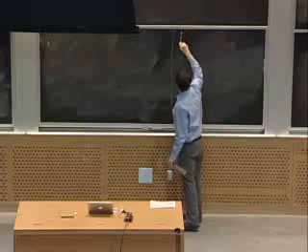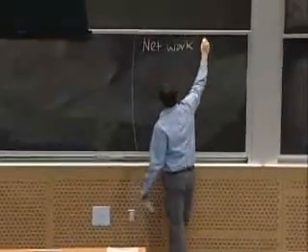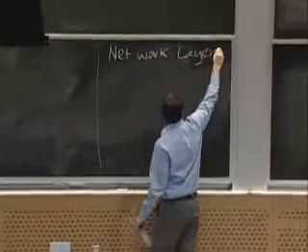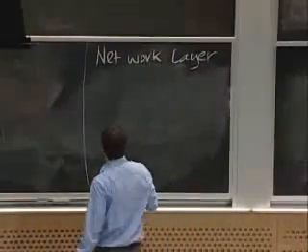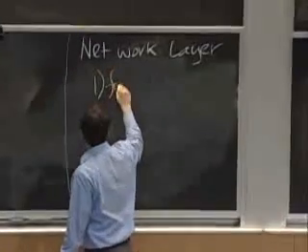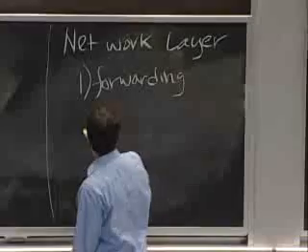So the network layer has 2 primary functions that we're going to talk about today. The first one is forwarding. And the second is routing.